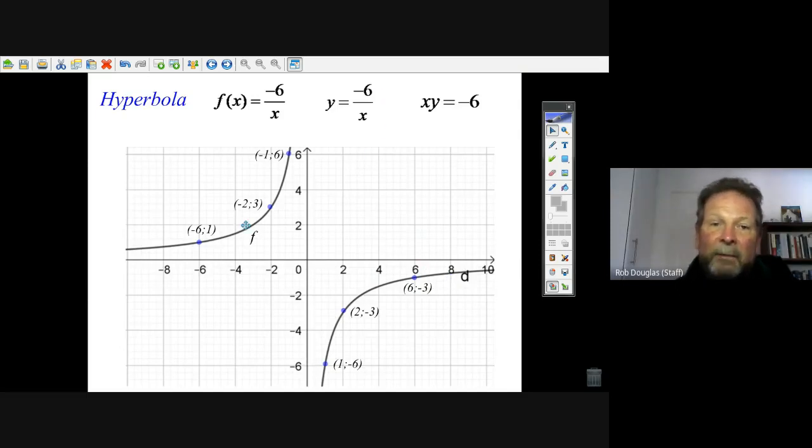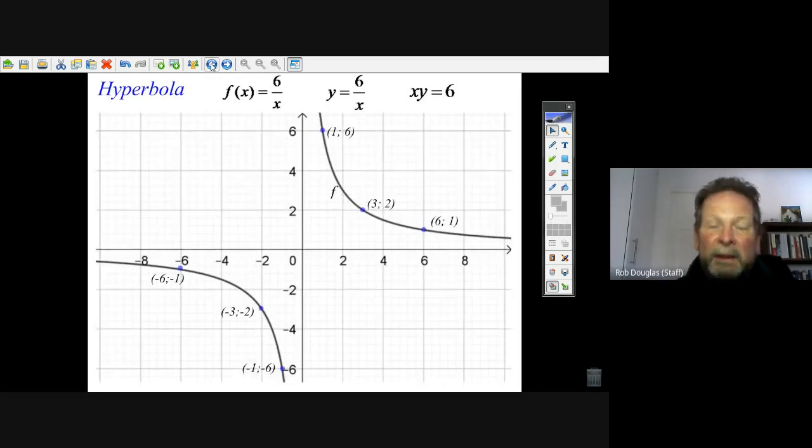If it's negative, this is the basic shape. If it's positive, this is the basic shape. So two shapes for a hyperbola. And all hyperbolas take this form. The ones that we're going to look at take this form.